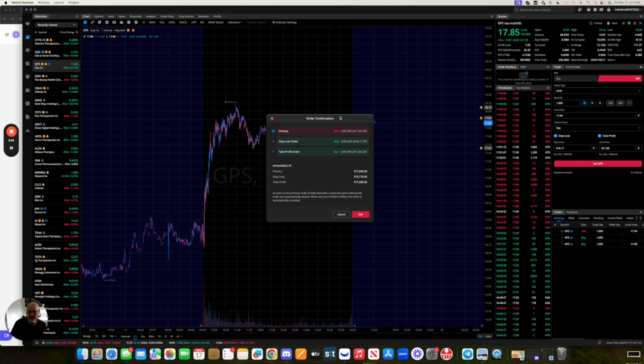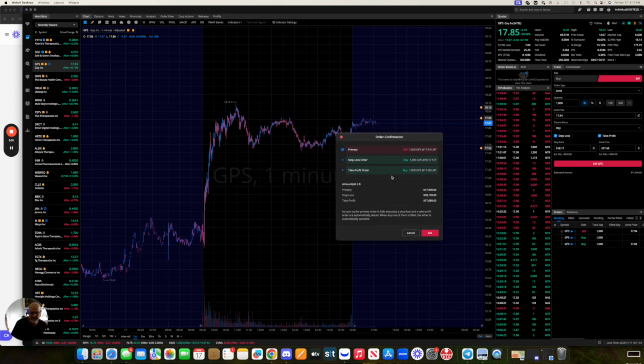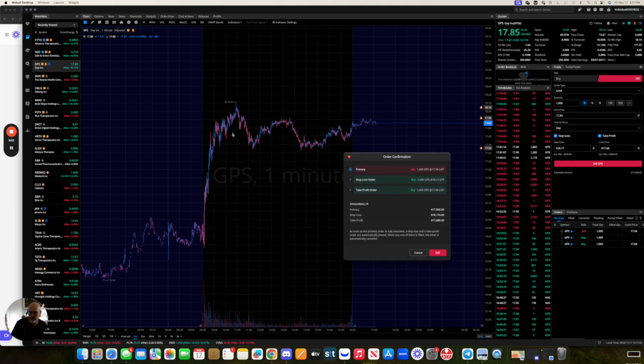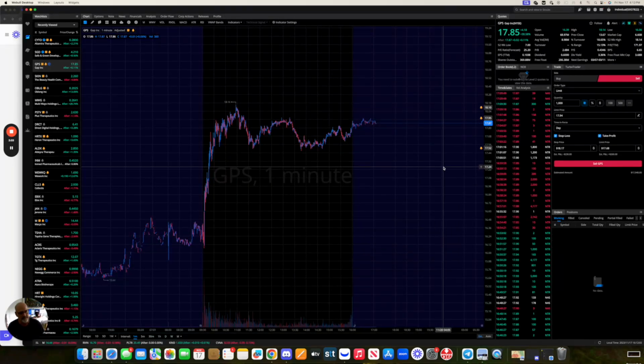And it says as soon as it can do this, it'll do it. And that's basically when the market opens. Because during after hours or pre-market, you cannot do the stop loss, take profit order, or quicker trades. So that's how you would take a trade on Webull.